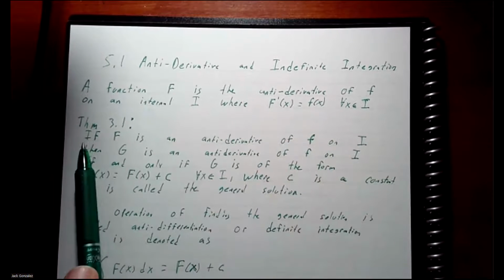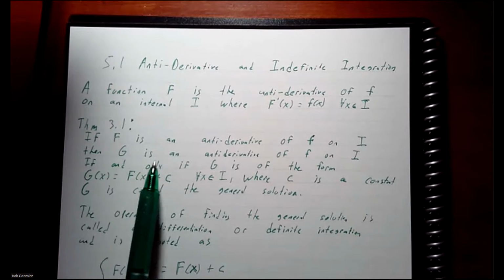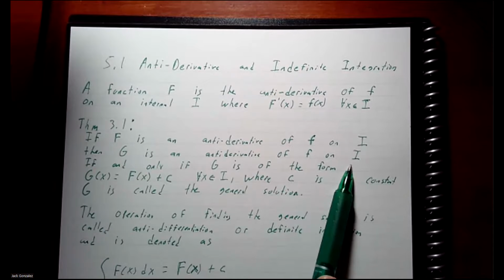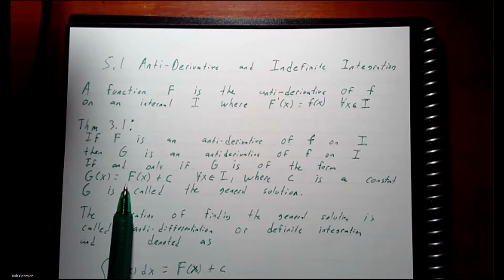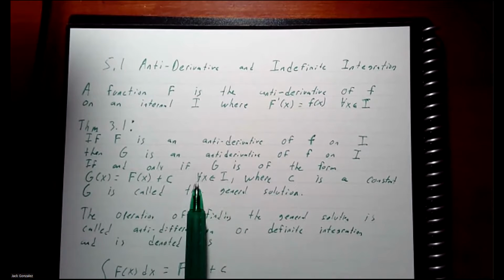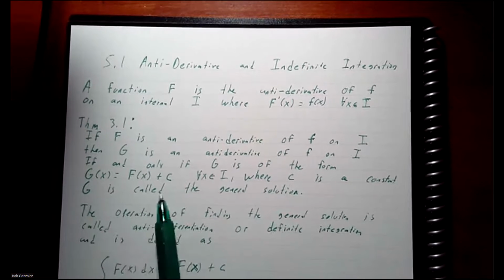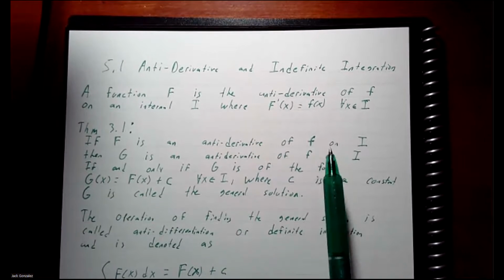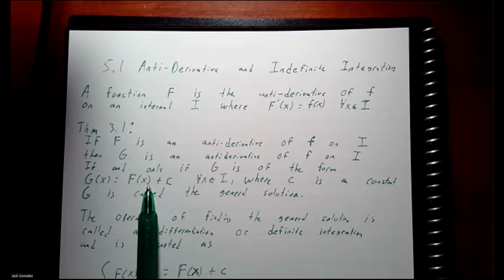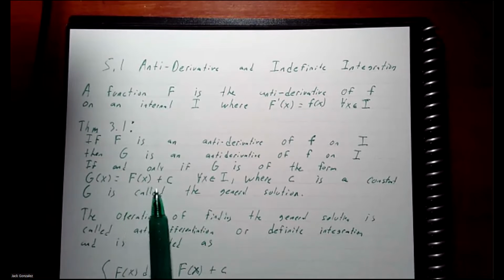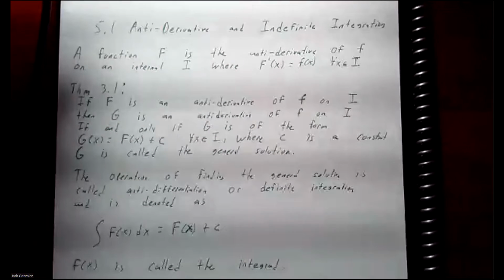Theorem 3.1. If capital F is an antiderivative of lowercase f on I, then capital G is an antiderivative of lowercase f on I if and only if G is of the form capital F plus C, and this is true for all x in this interval, for C some constant, just whatever number. G is called the general solution. So if you find the antiderivative of lowercase f, it's going to look like this, as we said, that's how we define capital F up here. But you're going to have to add a constant. So anytime you do integration, you add a C. That's what this is saying right here.